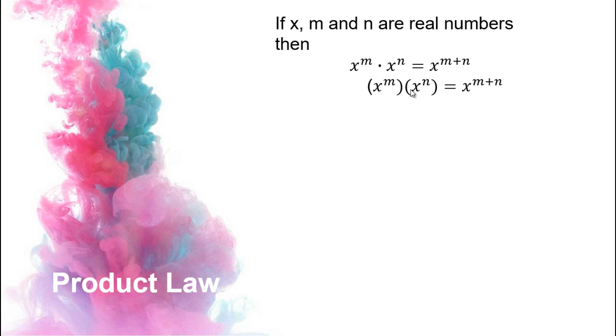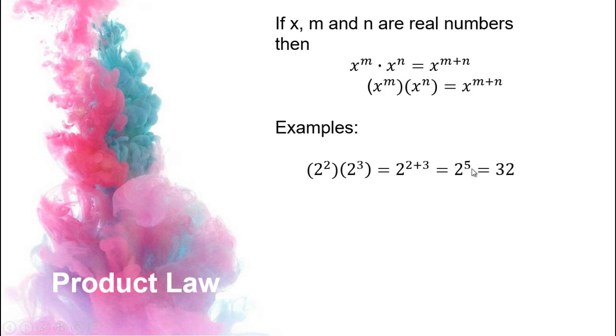Since for multiplication we mostly use parentheses to indicate multiplication. So, for better understanding, we have the following examples. First, we have 2 raised to the power of 2 times 2 raised to the power of 3. Simply copy the base 2, and then add their exponents, 2 plus 3. That is equal to 2, copy the base, then 2 plus 3 is equal to 5.